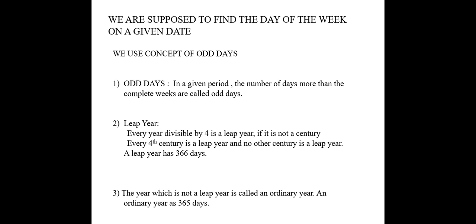Now we go to the next one, the leap year. Every year divisible by 4 is a leap year, that most of us know. And if it is a century, only every 4th century is a leap year and no other century is a leap year. A leap year has 366 days, and the year which is not a leap year is called an ordinary year, and an ordinary year has 365 days. These are known facts.